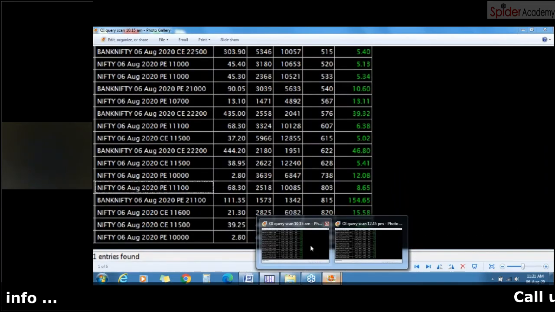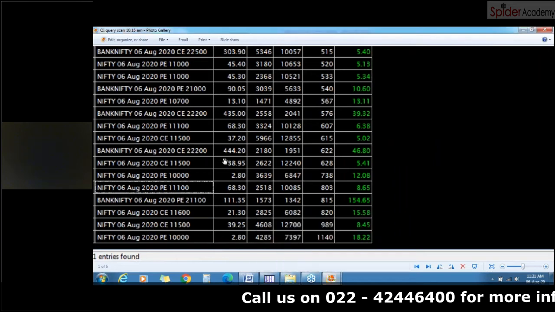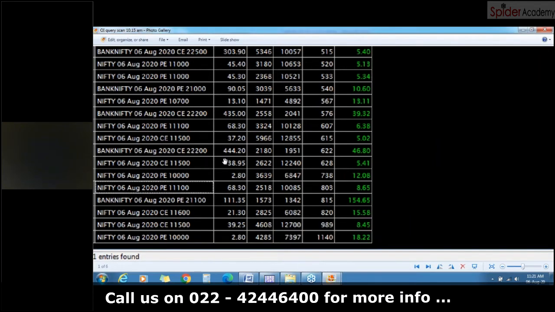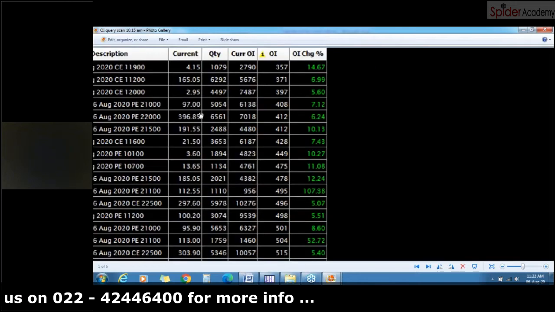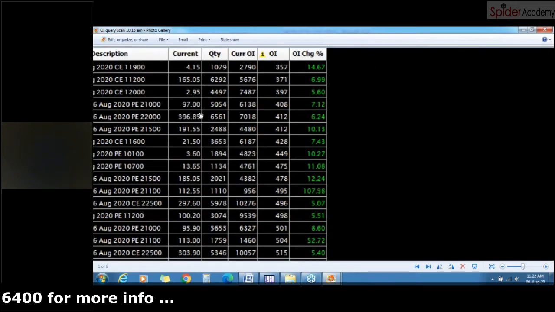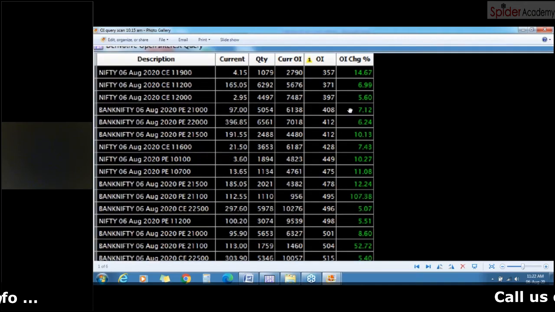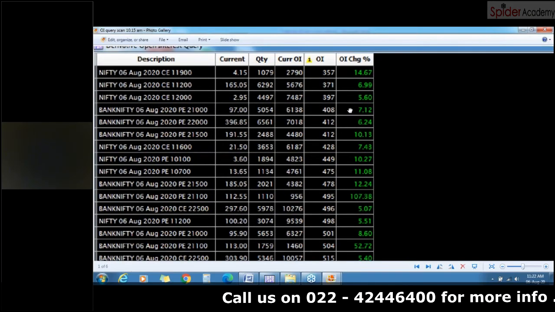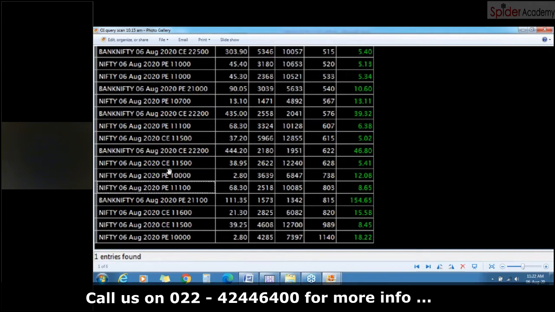I have shortlisted the highest OI change. As you can see on the upper side over here, I have shortlisted for the highest OI change, and we get the highest OI change on the downside. We will focus on the last 7 strike prices only.